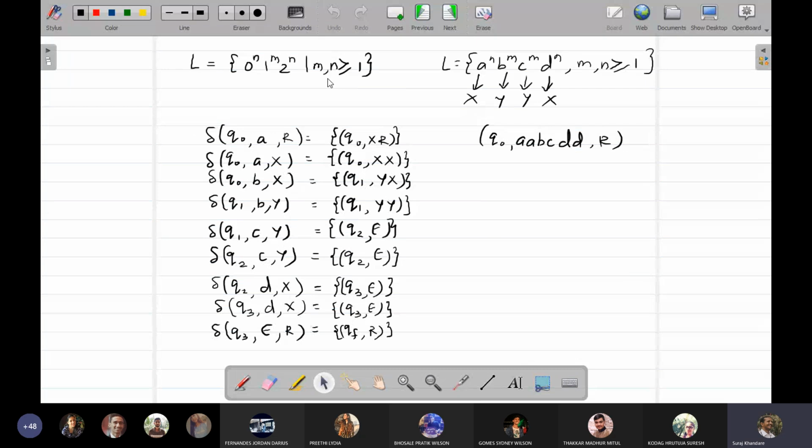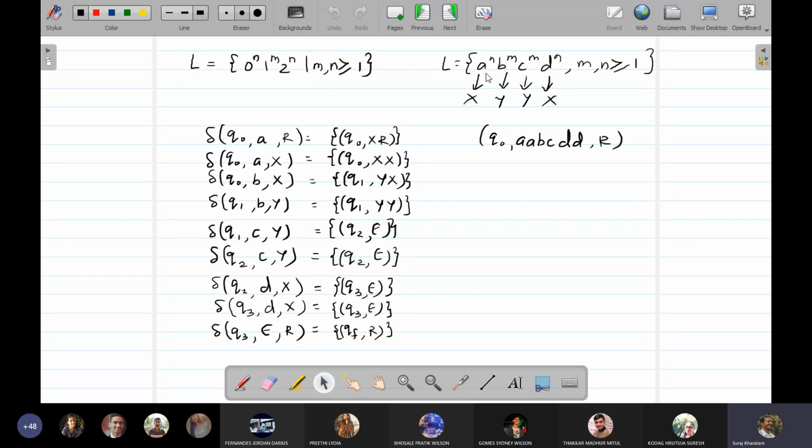Then one more problem we had seen, L is equal to 0 raised to N, 1 raised to M, 2 raised to N. So solve this problem on your own. This, I think you have done. You had solved this problem on your own. So for each 0 we push X, we bypass all the ones, and for each 2 that we get, we pop X out of the stack. So that is the logic for this particular problem.